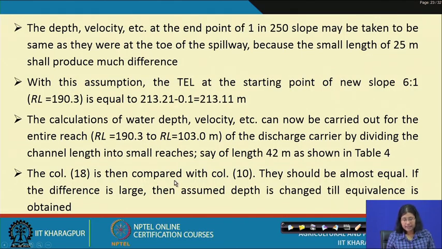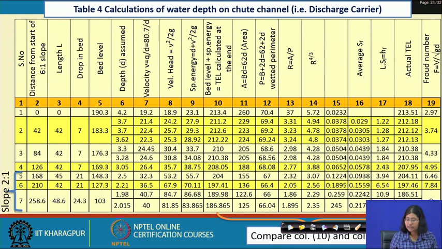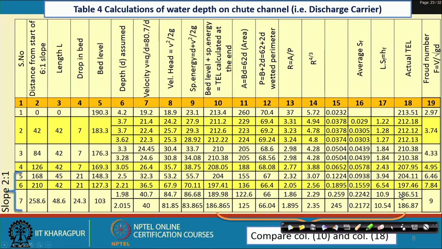Now, column 18, as I explained earlier, is compared with column 10, and they should approximately equal. If the difference is large, then the assumed depth is changed till equivalence is maintained. So, it is a trial and error procedure, and once the actual level is similar to the calculated level, our design is almost accurate.